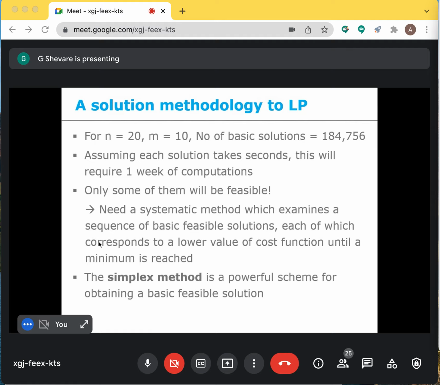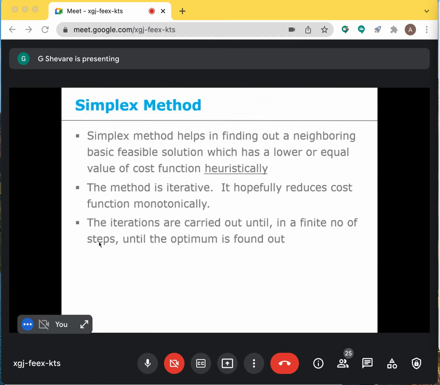The simplex method is a powerful scheme for obtaining the basic feasible solution, which is heuristic. The simplex method helps in finding out the neighboring basic feasible solution which has a lower or equal value of the cost function heuristically. This method is iterative and it hopefully reduces the cost of the function monotonically. The iterations are carried out until, in a finite number of steps, an optimal is found.